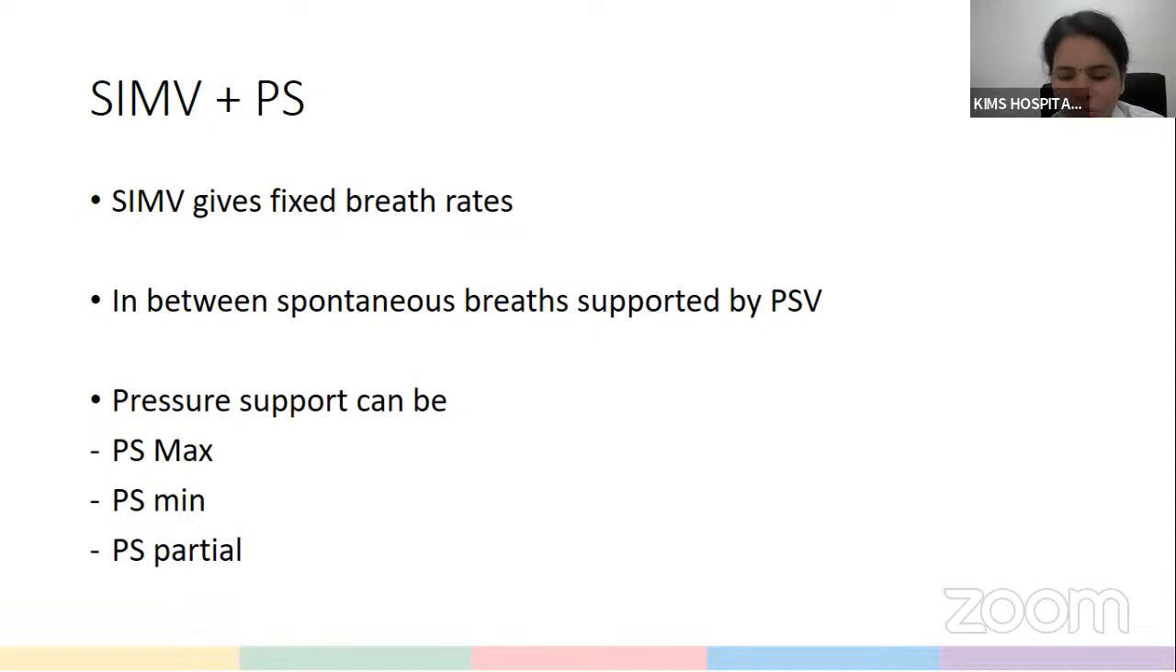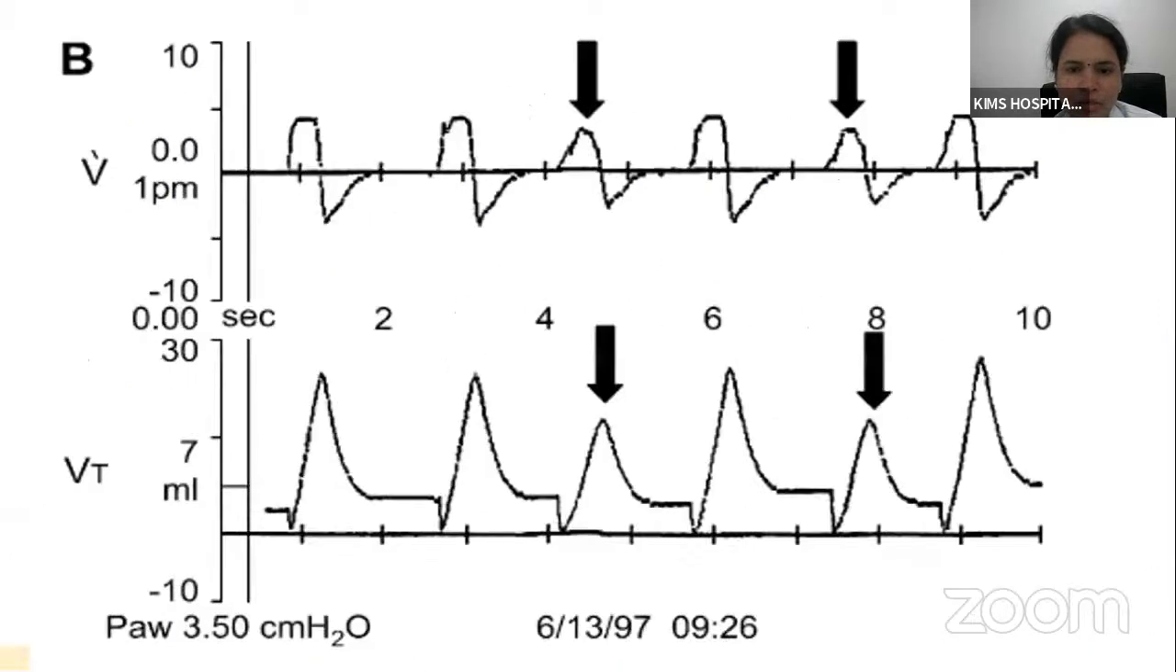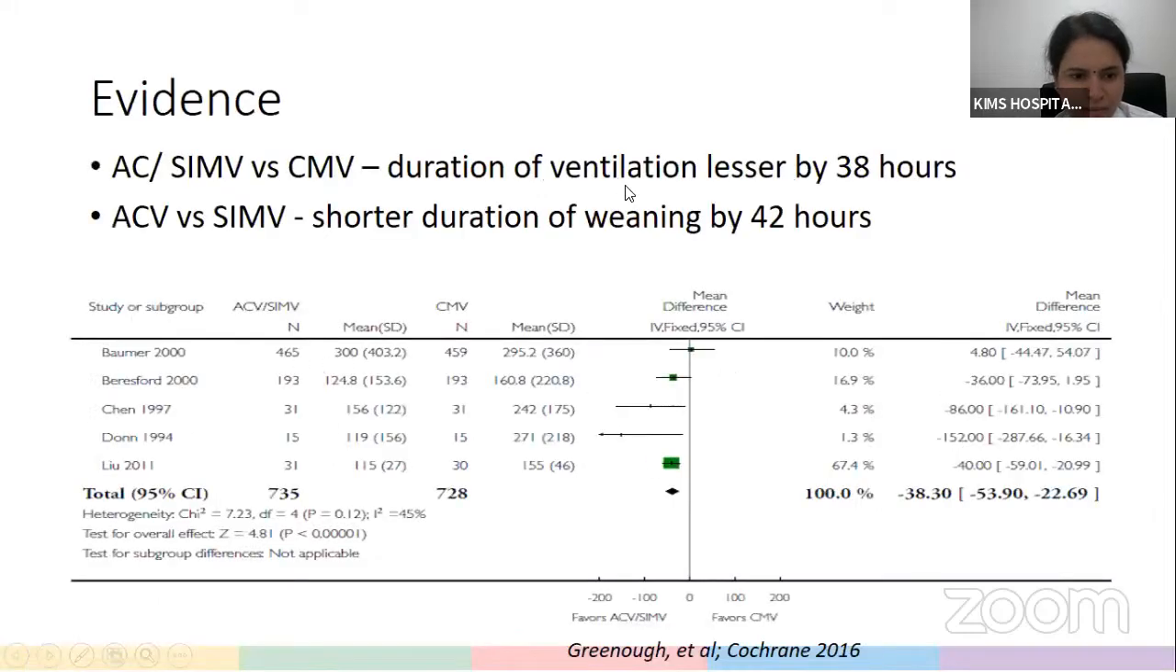So when we combine these two modes, supposing you have a baby who's breathing at 65 breaths per minute, we have a set SIMV rate of 40 breaths per minute. The additional 25 breaths per minute of the baby will be supported by PSV. And this is how it will look. So you can see that the tidal volumes with PSV breaths will be slightly lesser. So this third breath is a PSV breath. So you can see that the tidal volume is actually lesser.